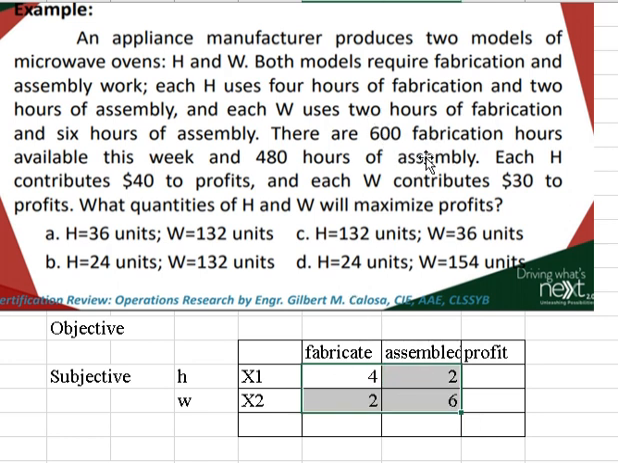Sabi dyan, there's a concern that for the whole week, 600 hours lang ang pwedeng gamitin for fabrication. And sa lahat ng i-assemble, you could only use 480 hours for the assembly process. It is also given that si H daw ay nagbibigay ng $40 na profit and si W is providing $30 of profit. The question is, what is the quantities of H and W that will maximize profit?